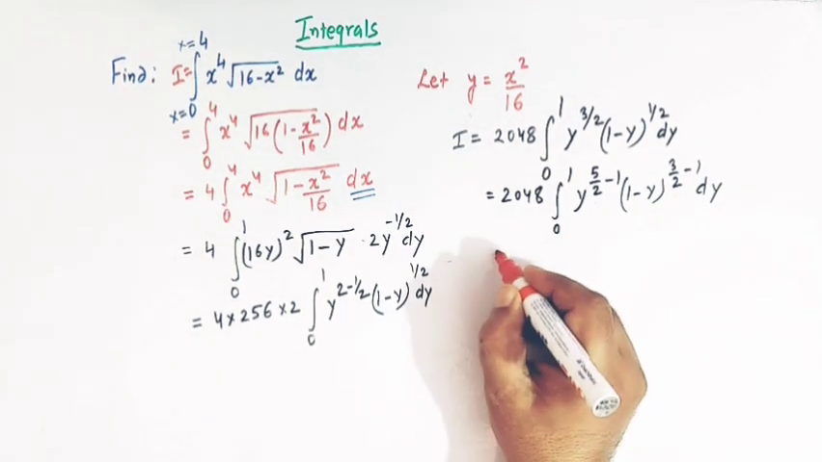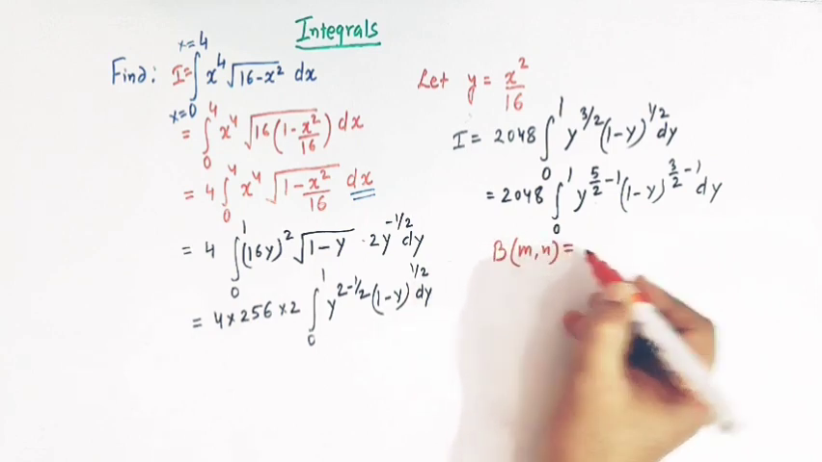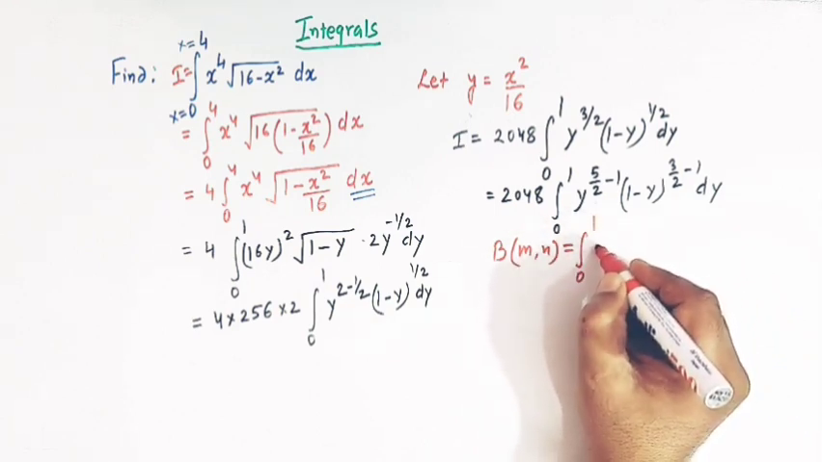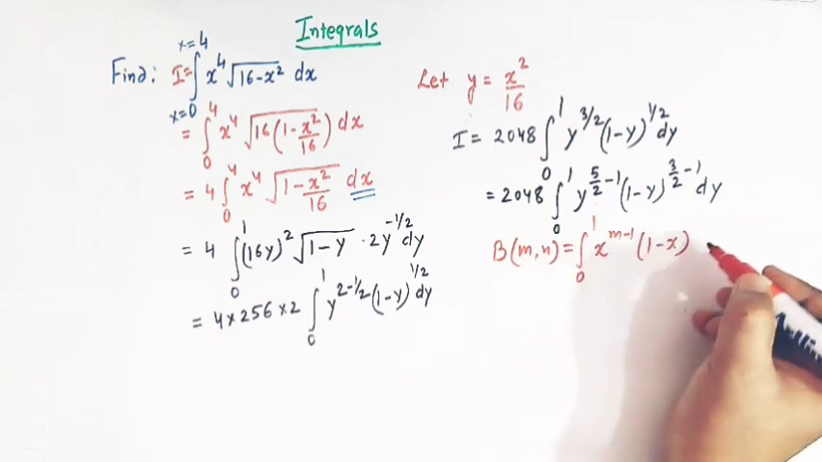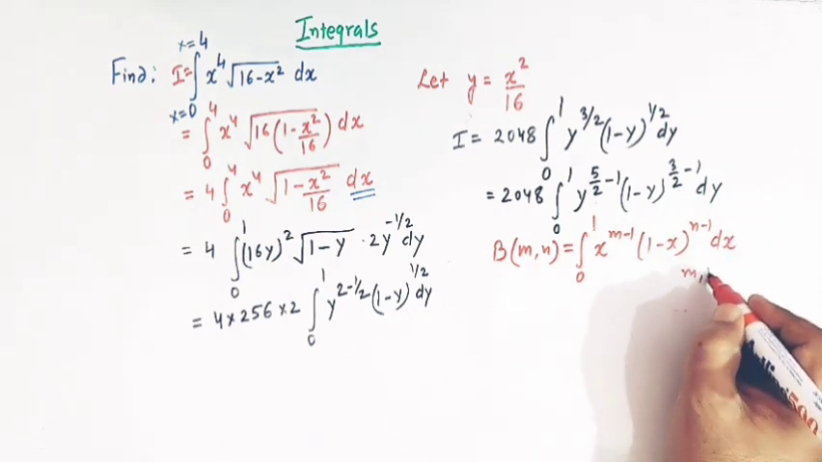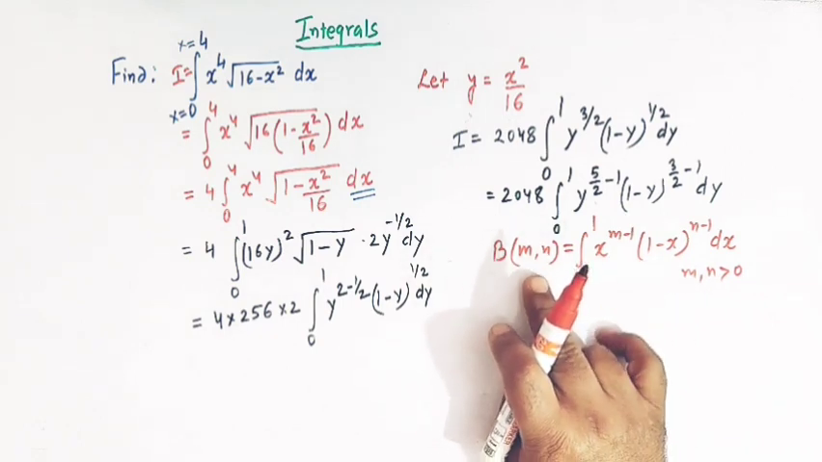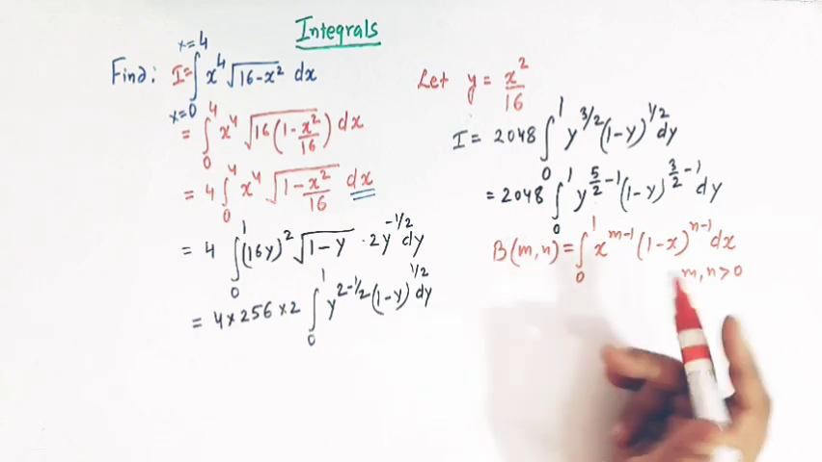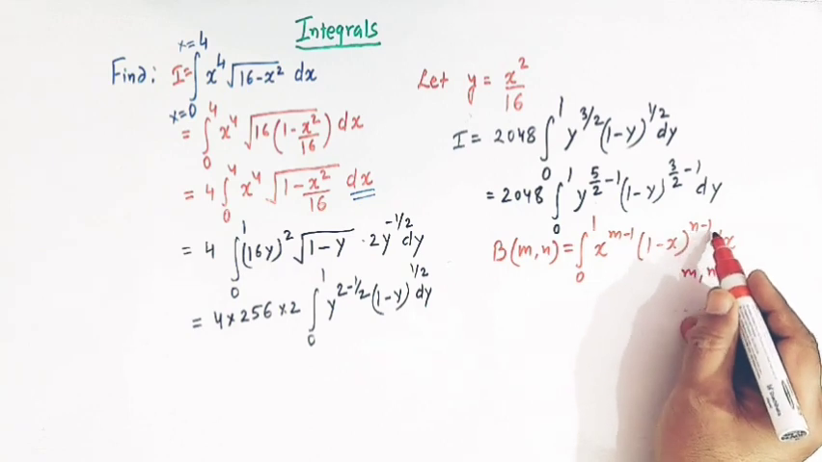So now see, the beta function is defined like this: beta mn. We can write it as 0 to 1, and here we have x raised to m minus 1 and 1 minus x raised to n minus 1 dx, right? So where m and n are greater than 0, right? So the Euler's first integral is defined like this: the beta mn is 0 to 1 x raised to m minus 1 and 1 minus x raised to n minus 1.